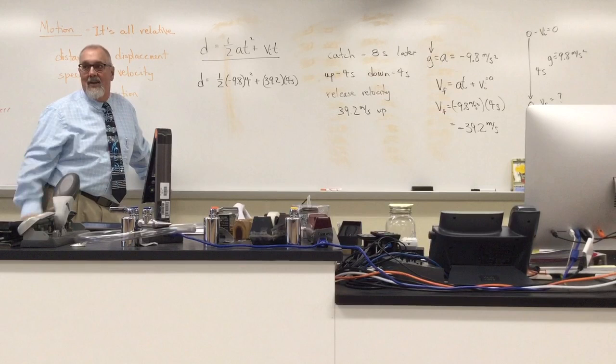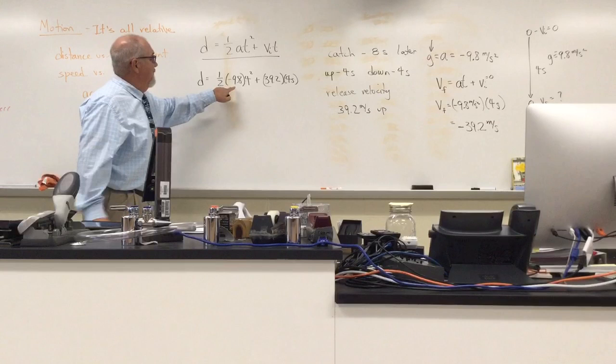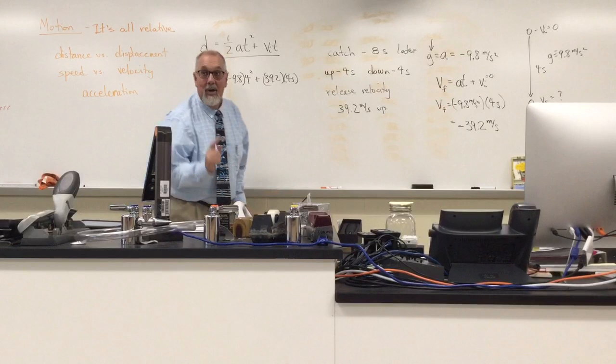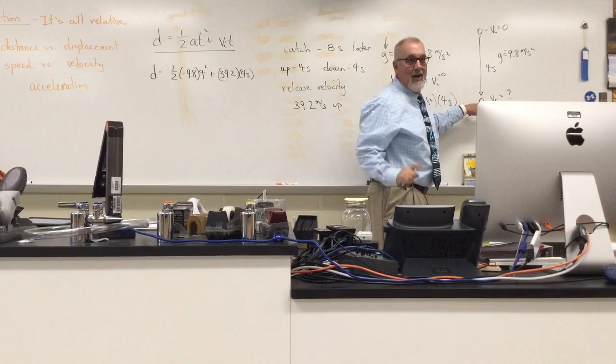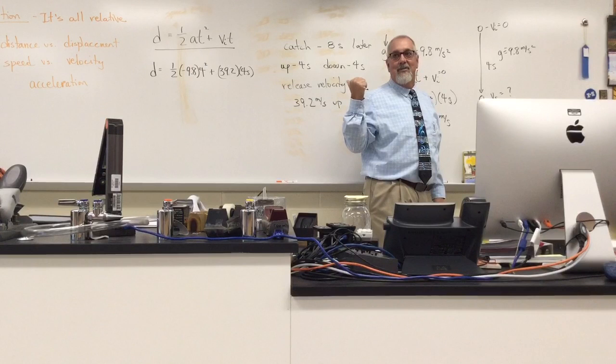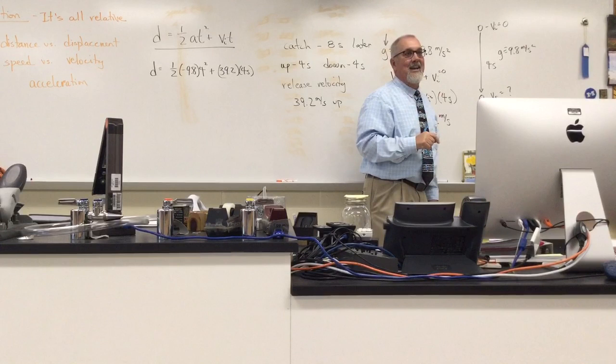Yes, ma'am? I thought VI was 0. Okay. What do I have here for my acceleration? Negative 9.8, right? My initial velocity, when I throw it up in the air, is 39.2. I'm not talking about dropping it now. Okay, this is where it gets confusing, right? I'm not talking about dropping it, I'm talking about going up. And I'm going to say, that's too much work. Let's do it a different way. Then we'll come back to, yes, it is zero. Okay? Is that what you were going to ask, Pat?